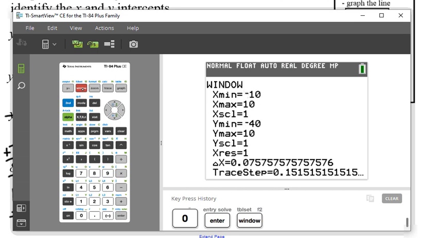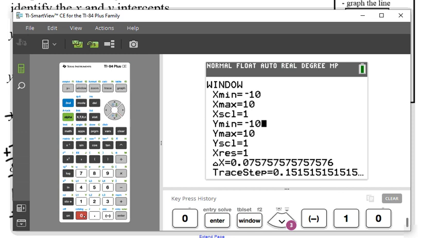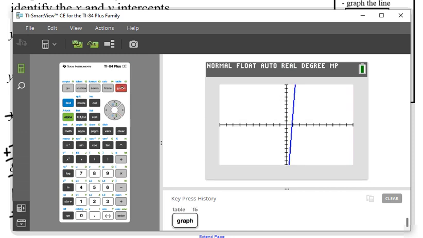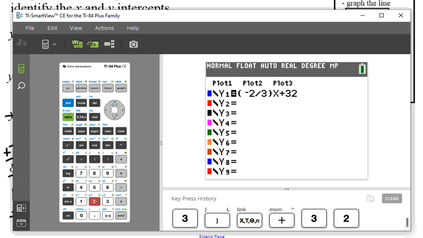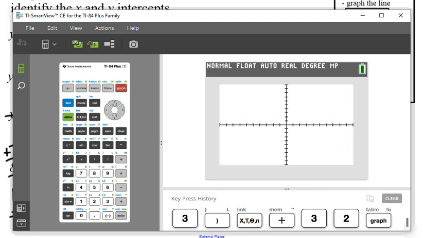So I'm going to go back to window. I'm going to put everything back to -10s, +10s as a good starting point. Graph it. Now I go y equals, clear, and now I can try my next line. The next line was y equals -2/3 x plus 32. So y equals, we need the bracket, -2 divided by 3. There's your -2/3 x plus 32. There's the line we want. Let's hit graph and see what it looks like.